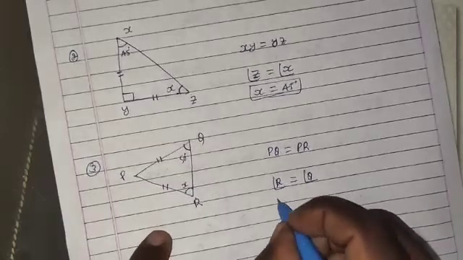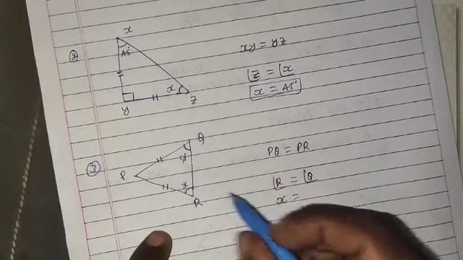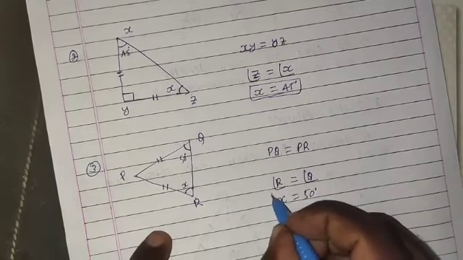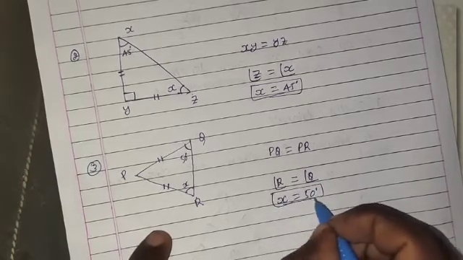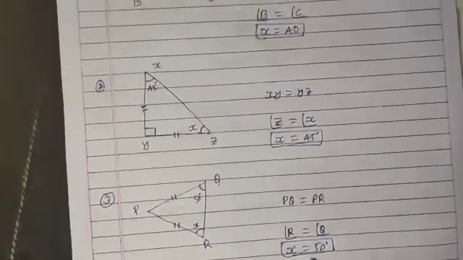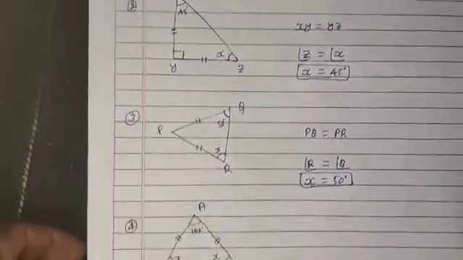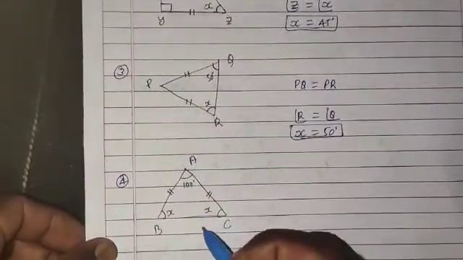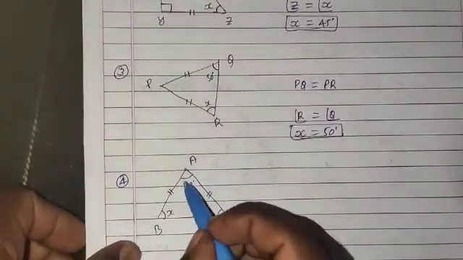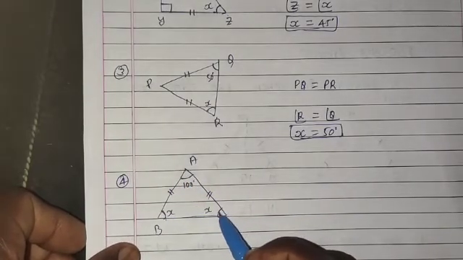So angle R, how much? X. We have to find out the value of X. And angle Q, how much? 50 degrees. So X is equal to 50 degrees. Okay, thus we find out the value of X in the isosceles triangle. Next we move on to another problem, the diagram is like this. ABC is a triangle. Here angle A is 100 degrees and angle B is X and angle C is X.